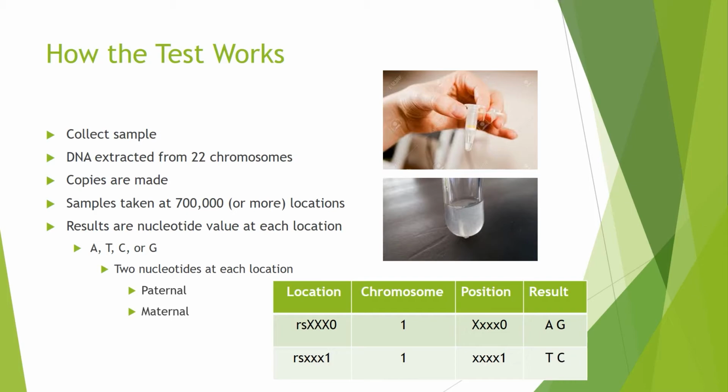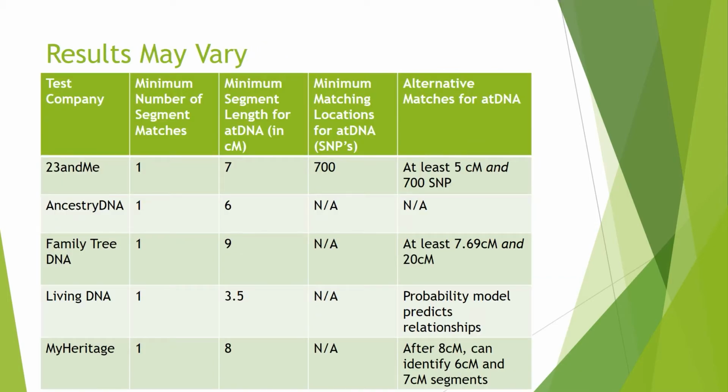In this example, on chromosome 1, in a specific location and position, an A and a G are identified. And in another location and position on the same chromosome, a T and a C are identified. Your DNA will be compared to others who have taken the test at the same company. If you test at more than one company, your results may vary due to the difference in the reference population of test takers. Each company establishes minimum lengths of DNA segments to determine whether you are a genetic match to someone else in their database.